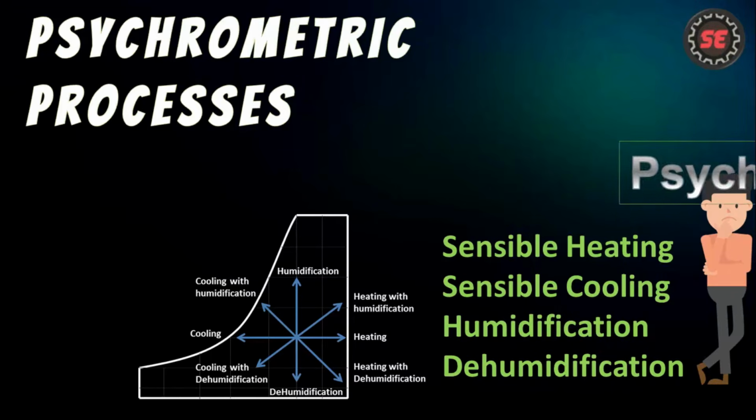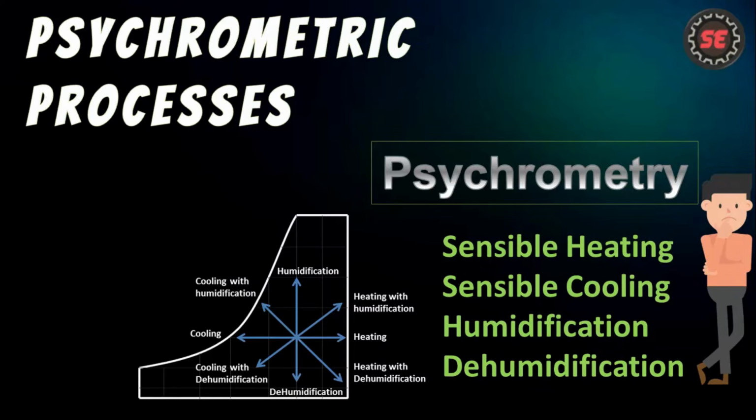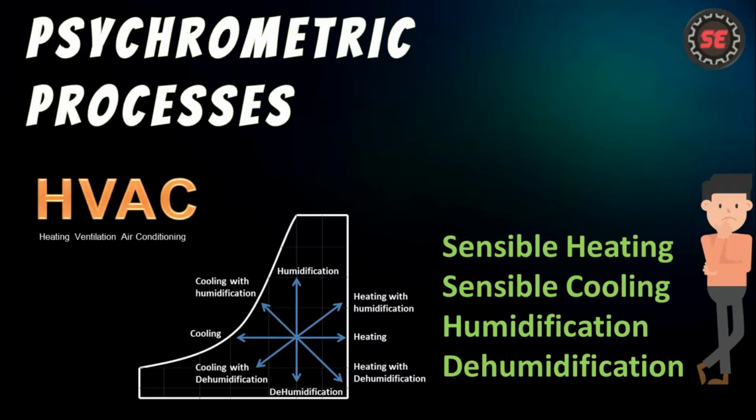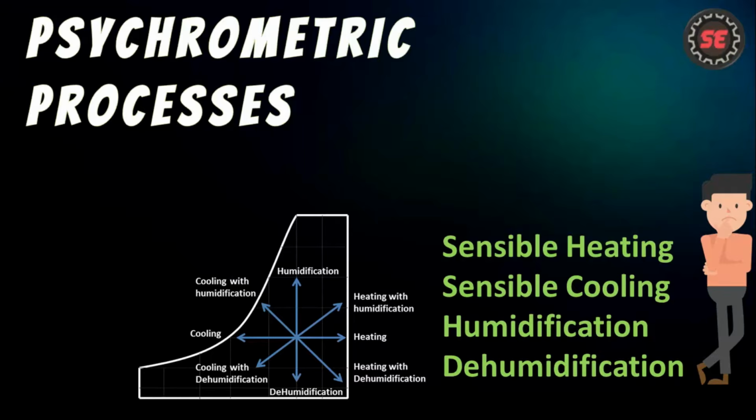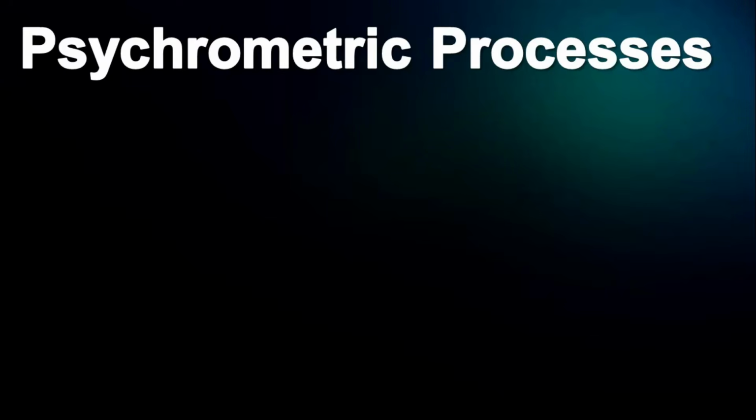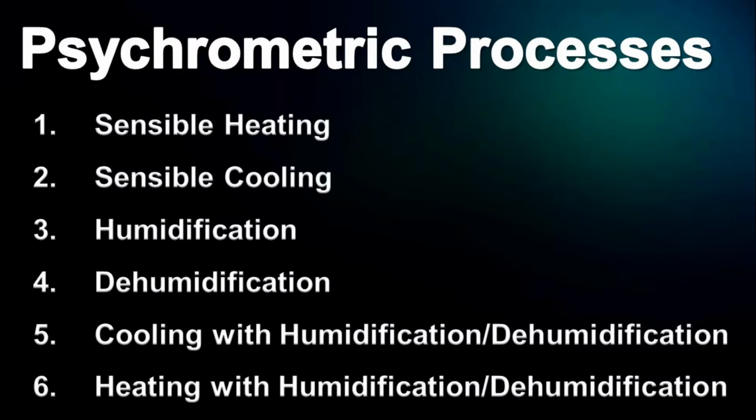We know psychrometry is the branch of study of moisture and air properties, specifically involved in heating, ventilation and air conditioning. There are basically four processes involved: sensible heating, sensible cooling, humidification and dehumidification. Let's have a look at how these processes can be plotted on a psychrometric chart.